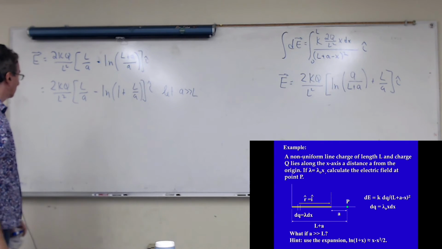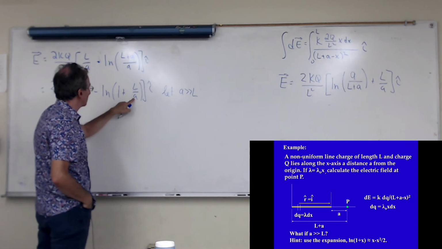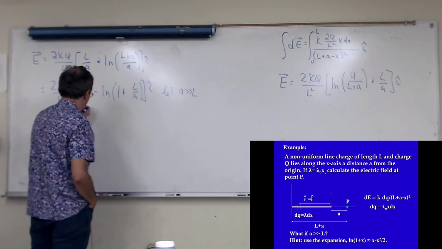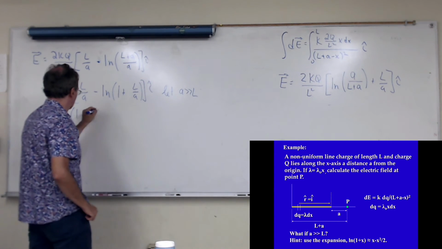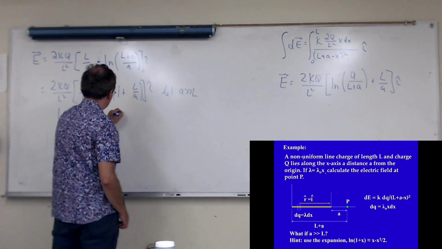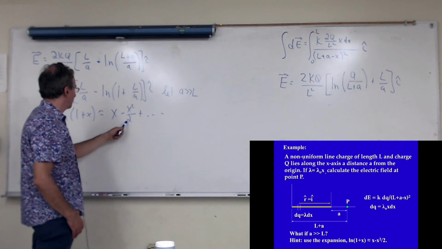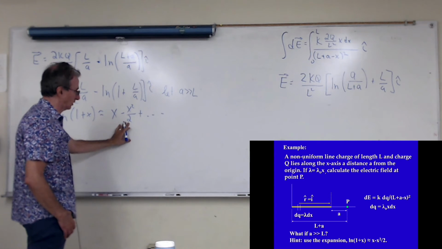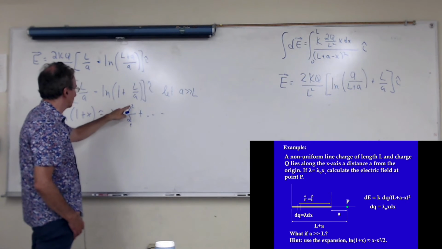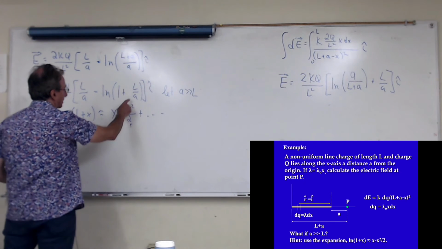So what I'm going to do is, since this is the natural log of 1 plus some small number, I can expand this, because the natural log of 1 plus x, where x is small, is x minus x squared over 2 plus dot, dot, dot. And I'm going to only keep the expansion up to the first non-zero term. When I do the expansion of this function here, the first non-zero term will be the x squared term. So I'm going to get 2, and x here is going to be L over A.